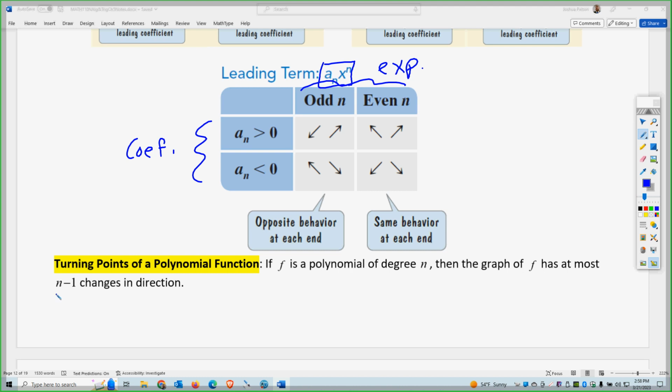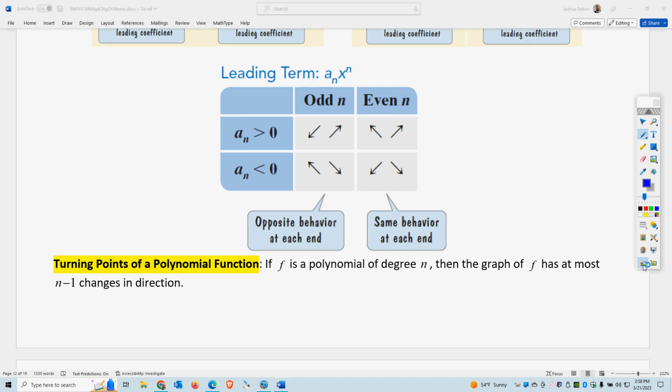So it's the n minus 1 rule. If I'm to the 8th power, I have at most 7 changes in direction, right? If my exponent is 3, then I have at most 2 changes in direction. So whatever the highest exponent is, that leading term is going to dictate the most changes in direction. There's a way to figure out the changes in direction, but we're just going to do the most in the meantime to make it easy.